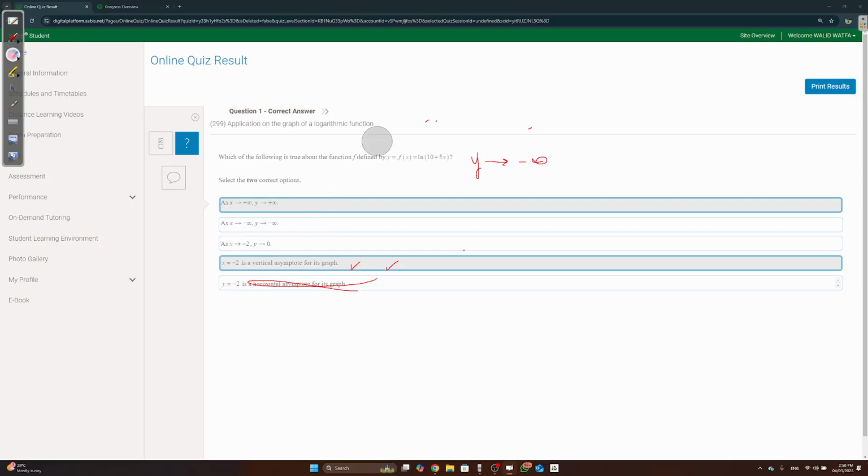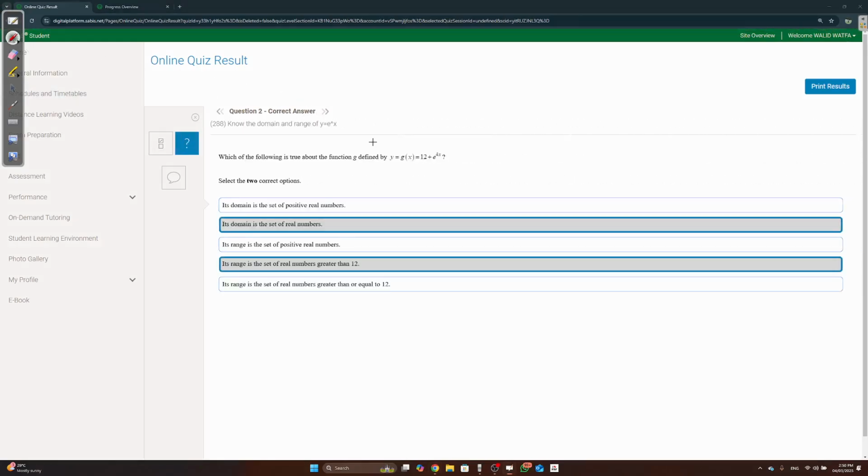The first one, as x approaches positive infinity, for ln x, just memorize it if you want. For ln x, unless they say negative ln x, for any ln x, as x approaches infinity, y approaches also positive infinity. And as x approaches your vertical asymptote, y approaches negative infinity. If you want, you can take this as a rule. Question 2. The rest don't need that much solving.